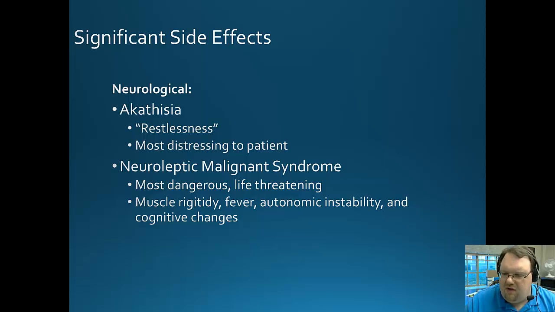You also have restlessness. People sometimes pace or also have kind of an anxiety feeling to it. This is often the most distressing part to the patient. There's also neuroleptic malignant syndrome, which is a very dangerous, life-threatening condition. It's rare, but you have muscle rigidity, fever, autonomic instability, and cognitive changes. So you have this combination of symptoms that cause delirium and are potentially life-threatening.